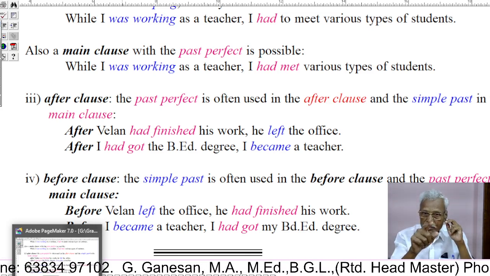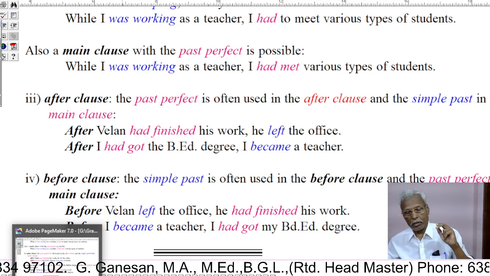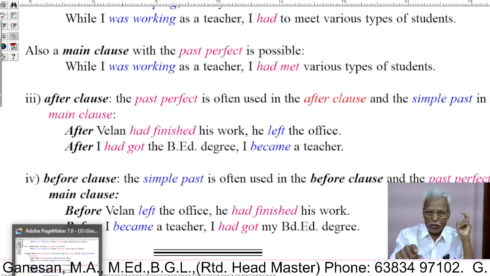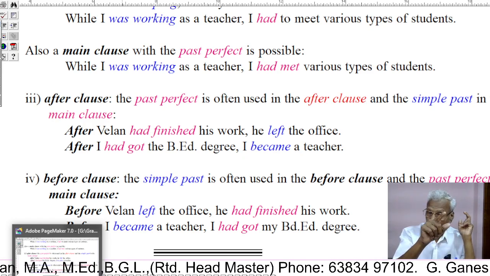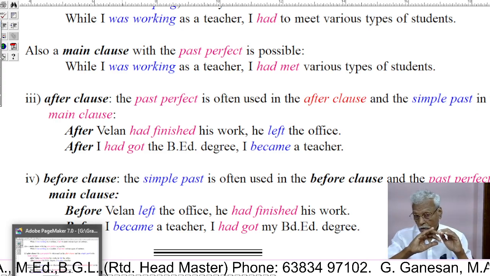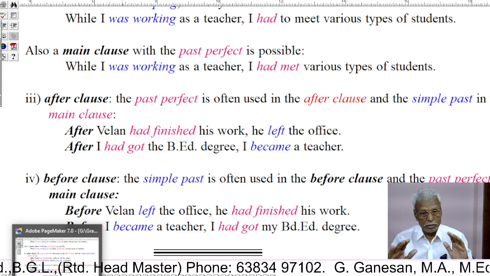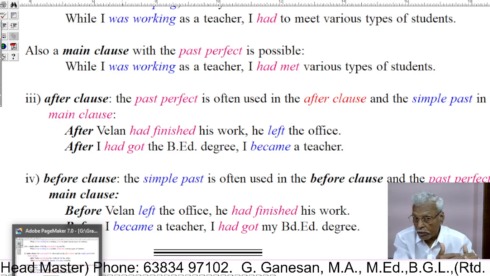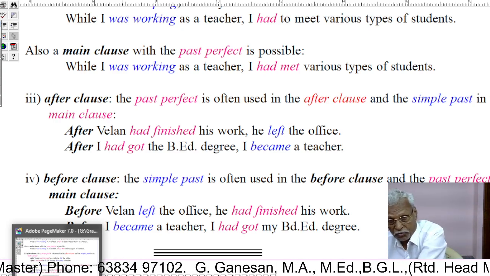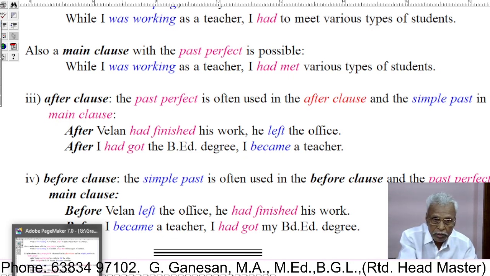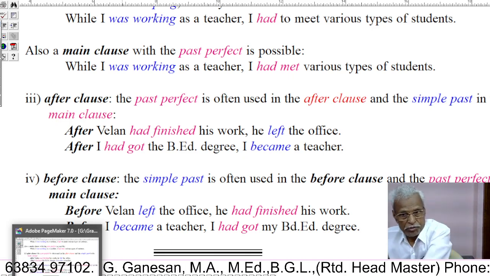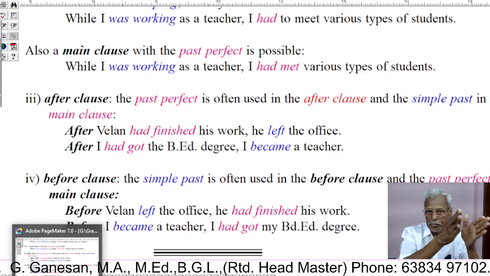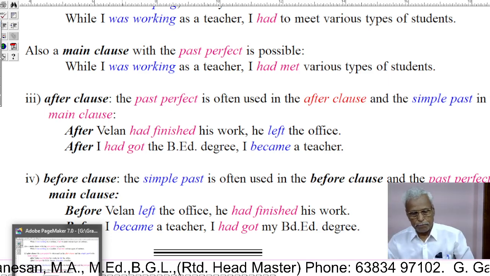When he finished his work, he left the office. Before he left the office, he had finished the work. When and before take the simple past; the main clause takes the past perfect.